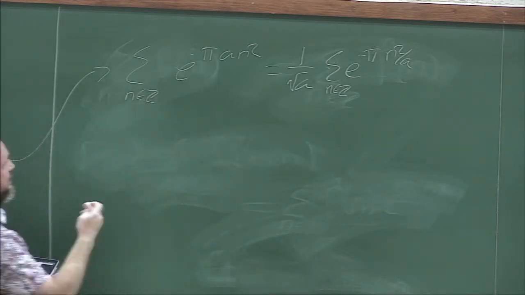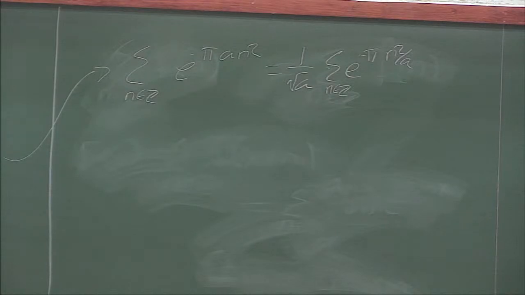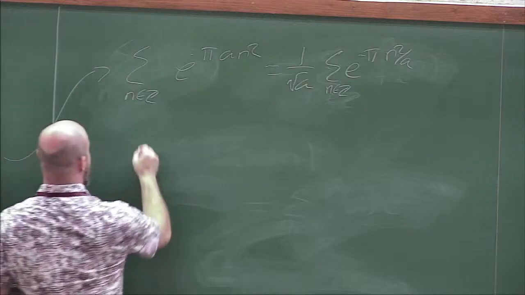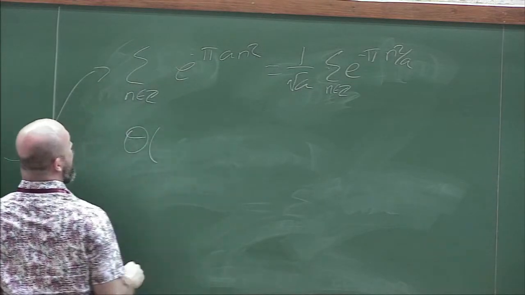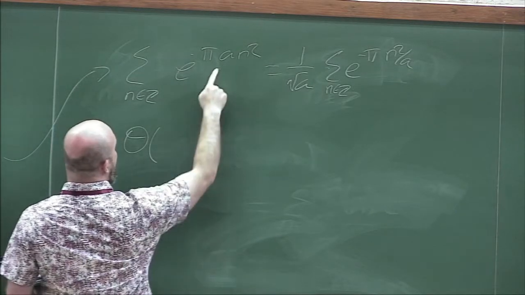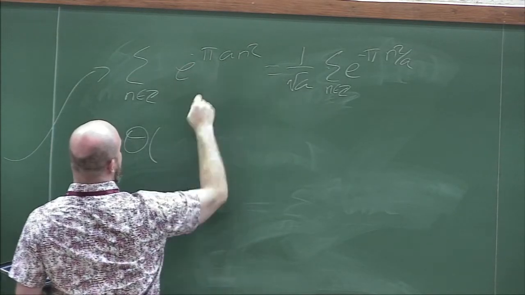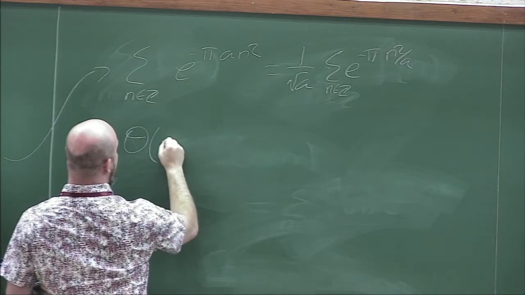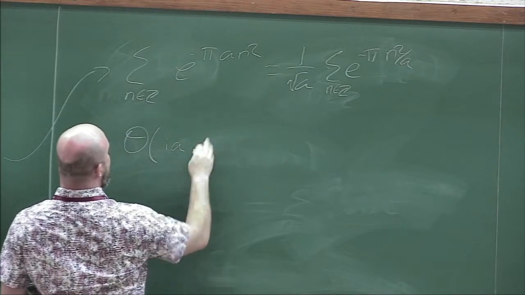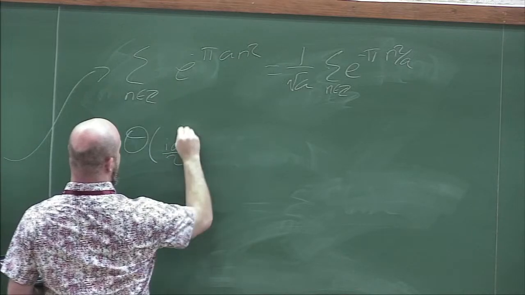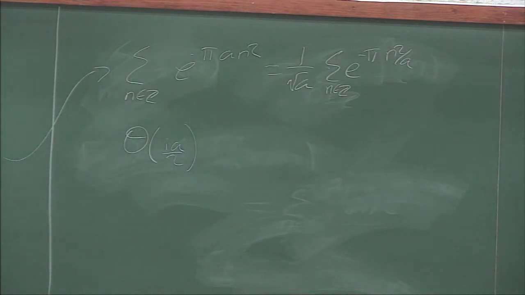Okay? And this right here gives us the transformation law for the ordinary theta function, when we evaluate this at tau. If we want this to look like tau, we're taking tau to be i times a, I guess depending on how you think of your theta function, maybe i times a over 2. Okay, and this gives us our transformation.